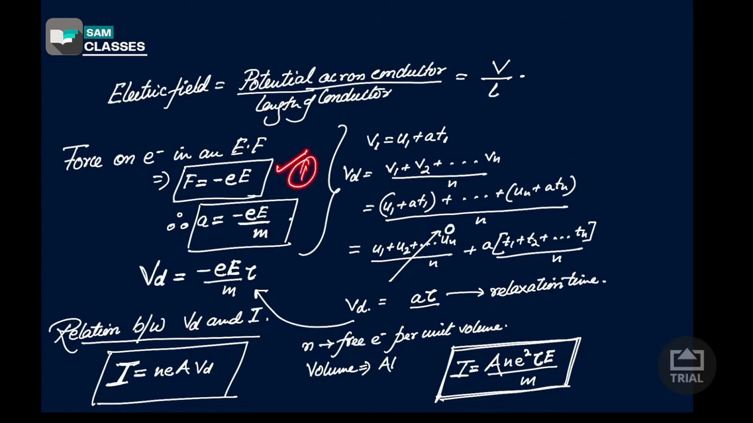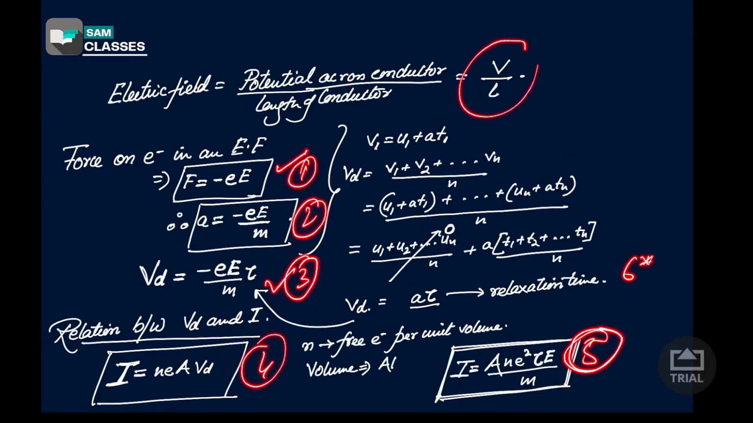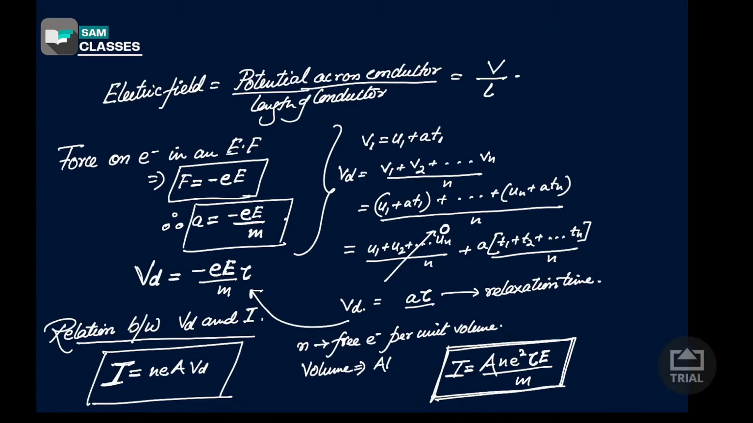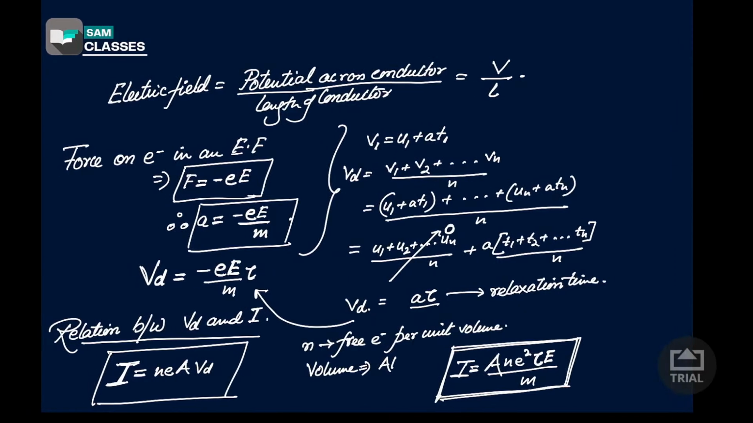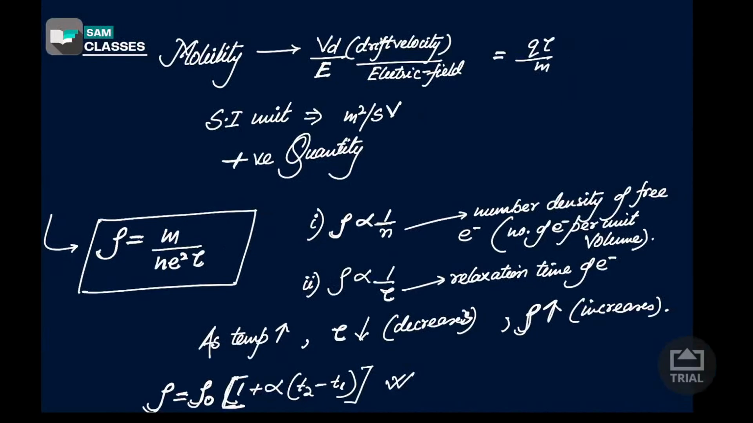Everybody has written 1 formula, 2 formula, 3 formula, 4 formula, 5 formula, the relation. Okay. 6, not that important. This is also important. Clearly written, everybody? Chalo. Next, we'll understand in more detail with the questions, okay? Don't worry. Next, mobility. Directly keep in mind, mobility is drift velocity by electric field. Mobility means whatever the drift velocity is, divided by the electric field. So Vd by E, that is equal to q tau by m. Clear, everyone?